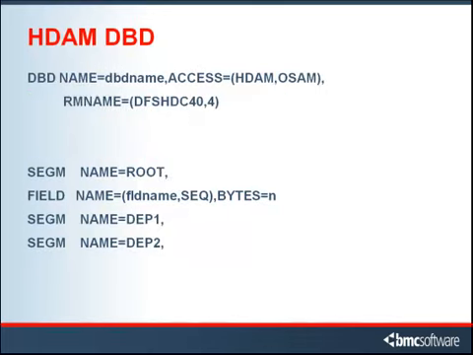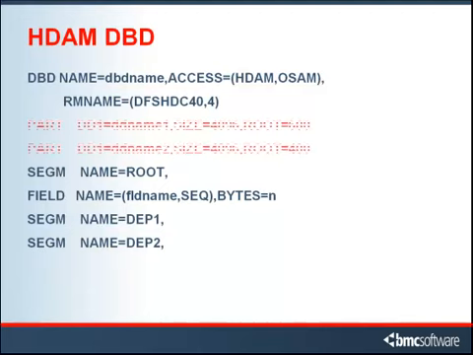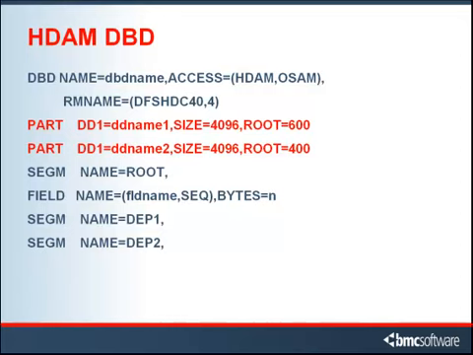To convert an HDAM database to partitioned HDAM, add a part statement for each new partition. The part statements replace the dataset statement. Notice that size and root are specified in the part statement, not in RM name in the DBD statement.